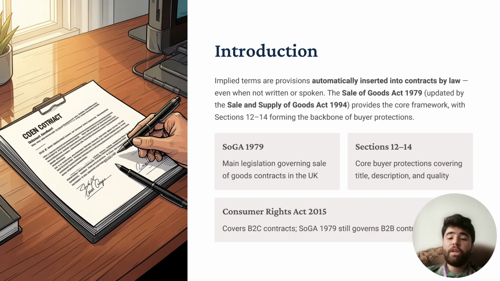The main law we are looking at today is the Sale of Goods Act 1979. This act was updated by the Sale and Supply of Goods Act 1994. It is also worth noting that for consumer contracts, meaning contracts between a business and a normal customer, the Consumer Rights Act 2015 now applies, but for business to business contracts, the Sale of Goods Act 1979 still applies. Today we will be focusing on the 1979 Act.